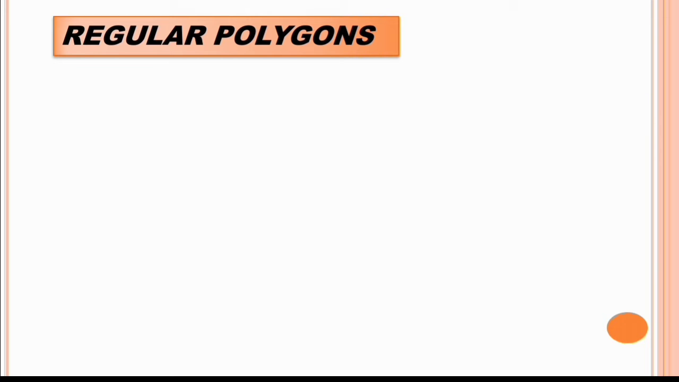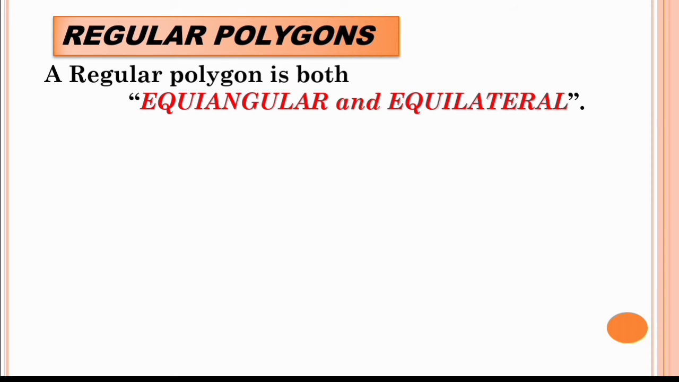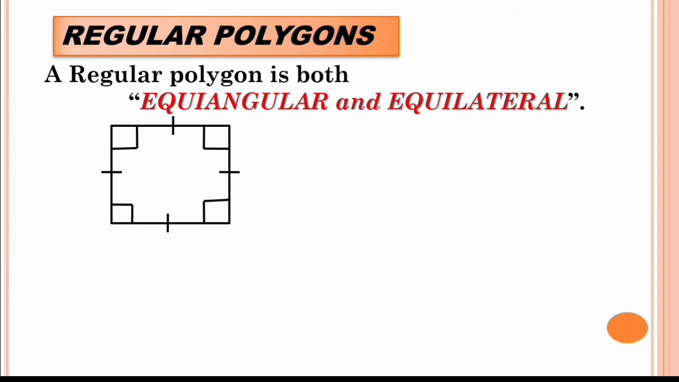Let's see what a regular polygon is. A regular polygon is both equiangular and equilateral. Look at this figure. This is a square, and as we know, in a square all sides are equal and all angles are equal to 90 degrees. So this is an example of a regular polygon.